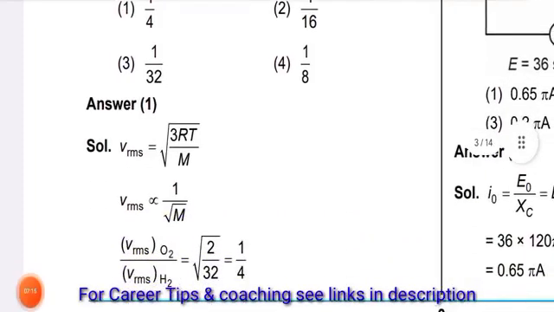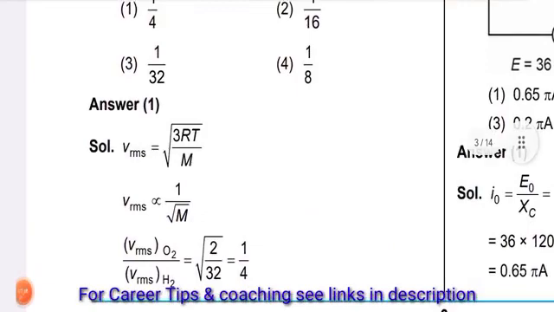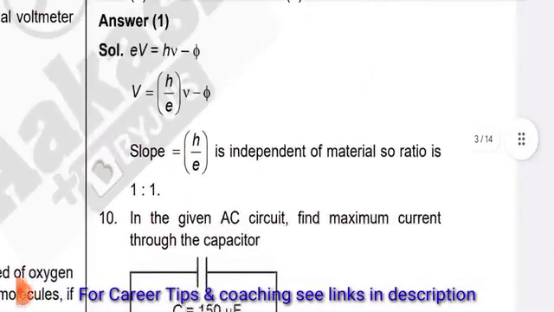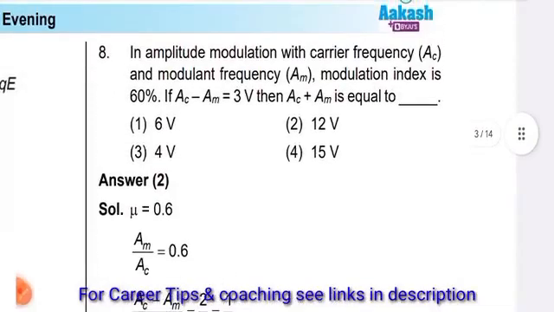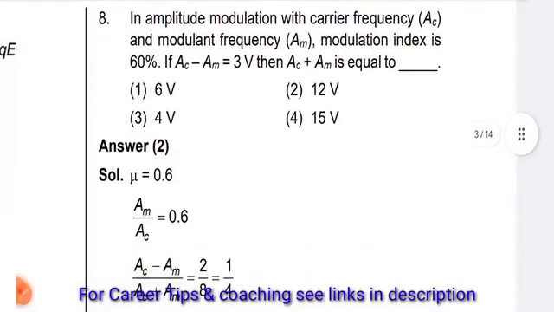You can see the solution is here, like this: root of 2 upon 32, that is 1 upon 4. And if you see the 8th question, in amplitude modulation with carrier frequency and modulating frequency, the modulation index is 60%, and AC minus AM is 3 volts, then AC plus AM is how much?